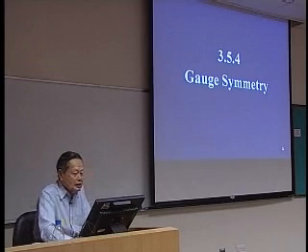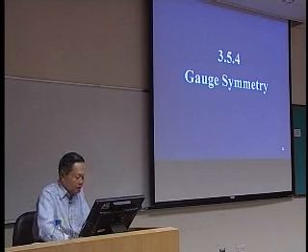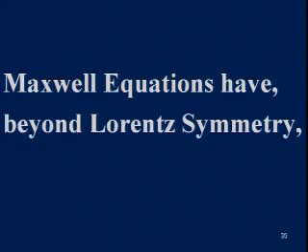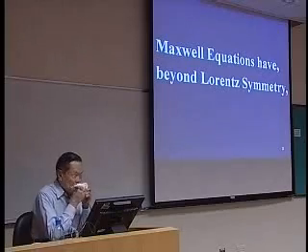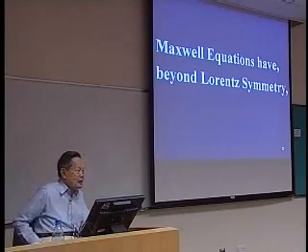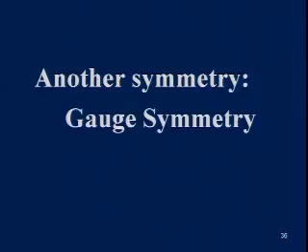The last symmetry subject I want to mention is gauge symmetry. Maxwell's equations have Lorentz symmetry. I had earlier told you that after Maxwell wrote down his equations, it was half a century later that Einstein and Minkowski found that there's a symmetry, the Lorentz symmetry of Maxwell's equations. It turned out that Maxwell's equations have another symmetry. It's called gauge symmetry.